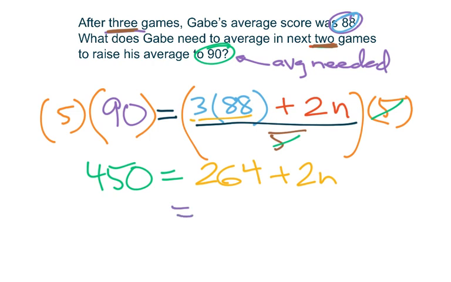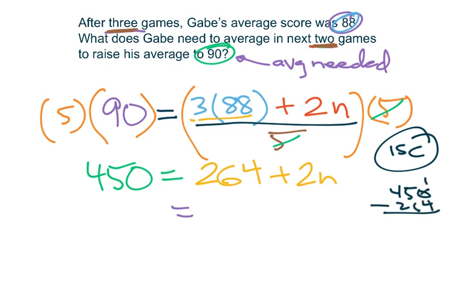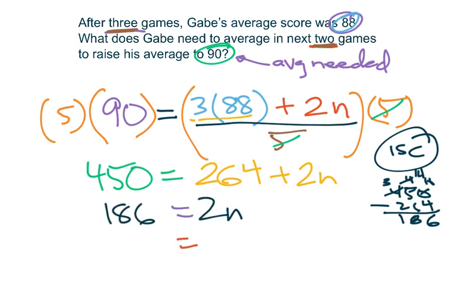Now, clearly I'm going to subtract 264 on both sides. We'll go the ISC here. So, I got to do some borrowing here. Hopefully you would agree with me that would be 186 equals 2n. Continue with the ISC. Divide both sides by 2, and so that would be 93.